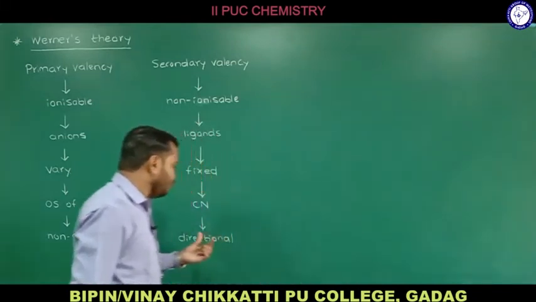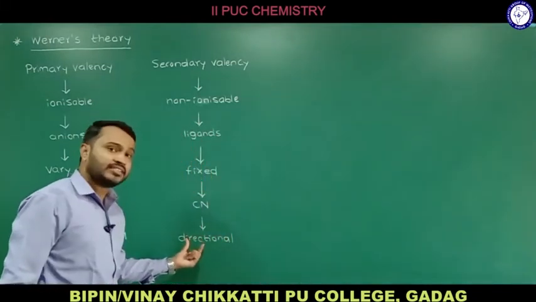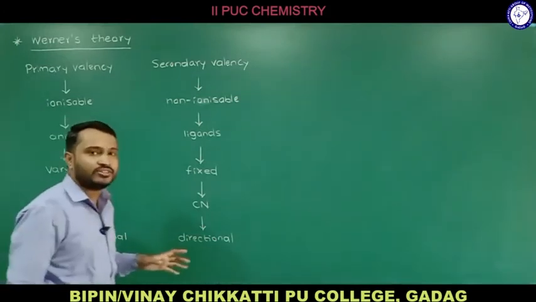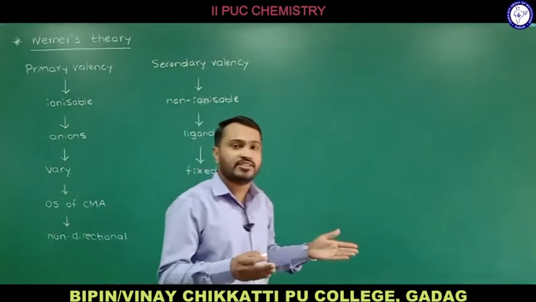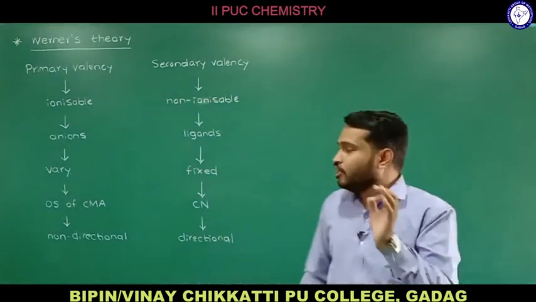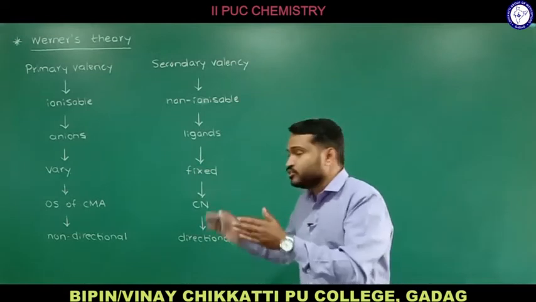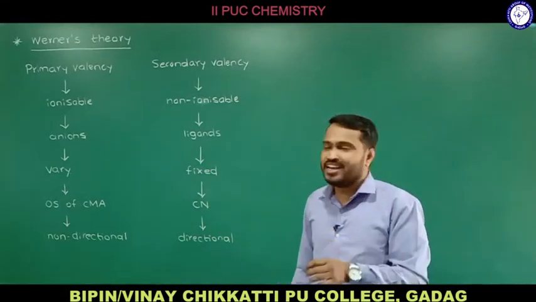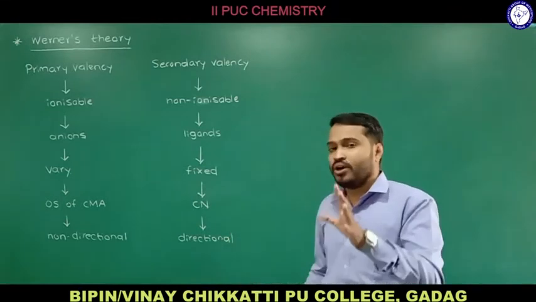So therefore these secondary valencies are directional in nature, whereas the primary valencies are ionizable, and they are balanced by anions. There is no question of being directional in nature, therefore the primary valencies are non-directional in nature. So all these are the postulates or assumptions of Werner's theory. I have written it in the form of a flow chart to understand it better.